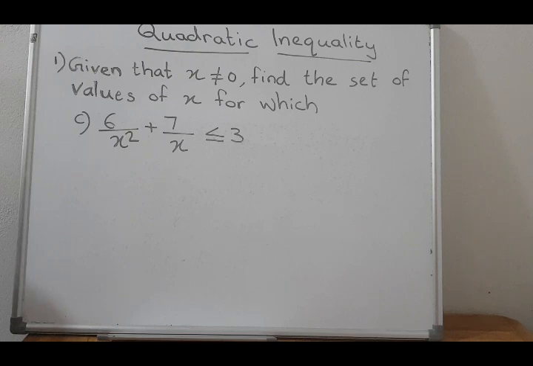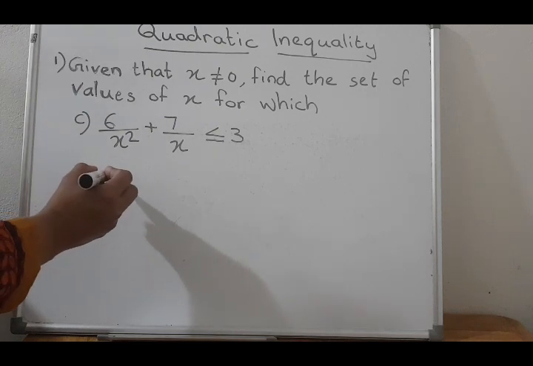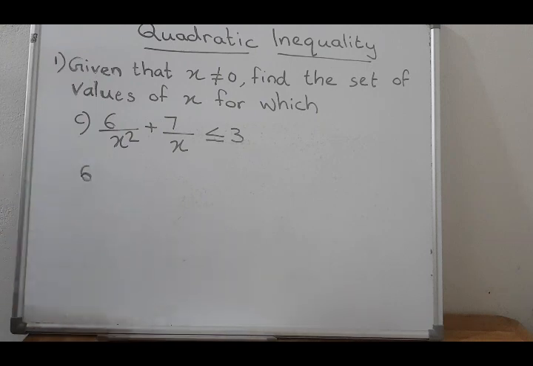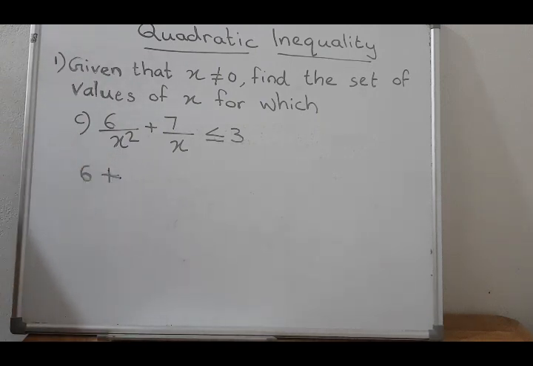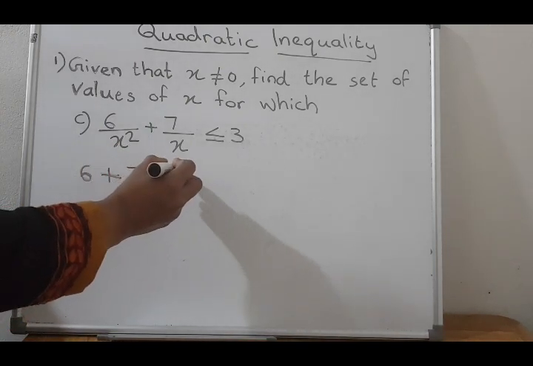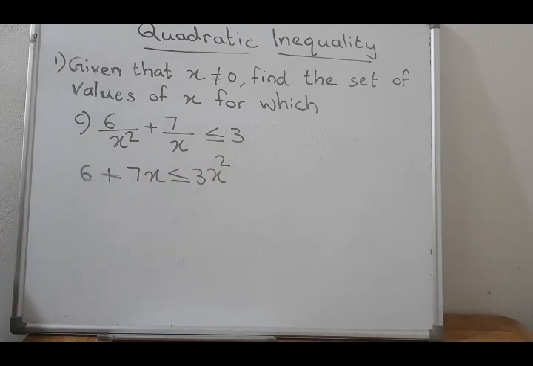So what we can do here? We can multiply both sides of the inequality with x square. We know x square is always positive. So 6 divided by x square times x square, that makes it a 6 plus 7 divided by x times x square, that makes it a 7x less than or equal to 3x square.